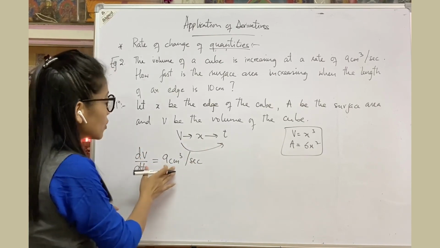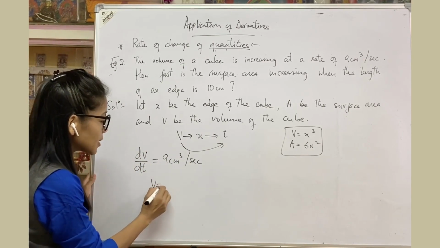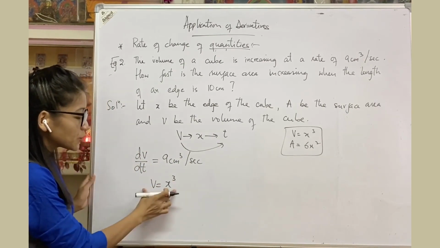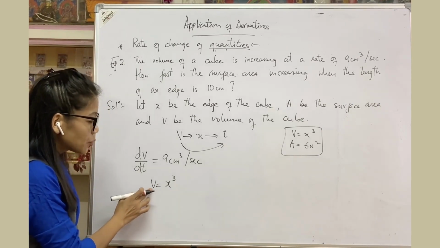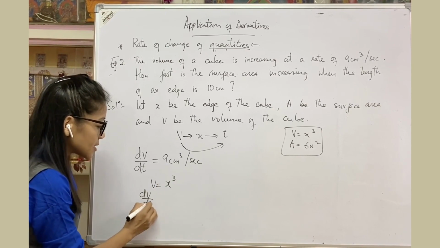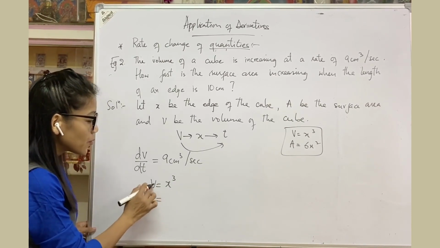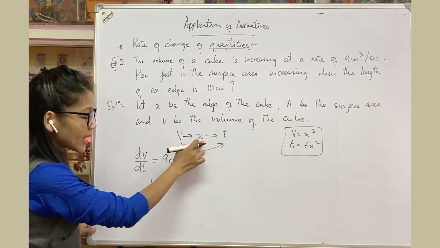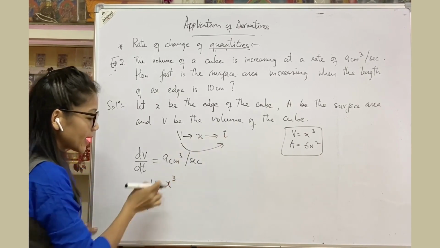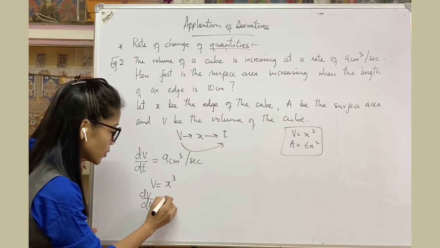Okay, so now we are going to do that, but before this we have volume equals x cube, right? So in general, what do we have? We have dV by dt. Now I'm going to use the chain rule here. So volume is depending on time. First of all, volume will depend on side, and then side is depending on time, and hence we get dV by dt. So that's what I'm going to do here.